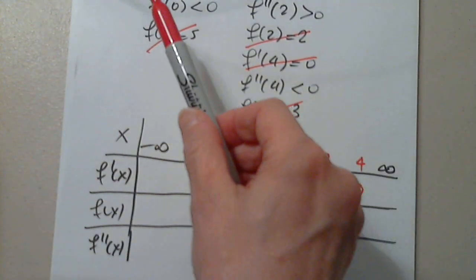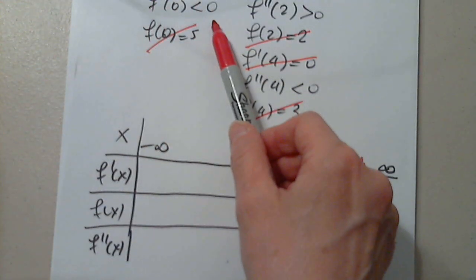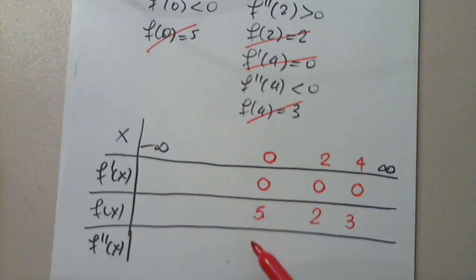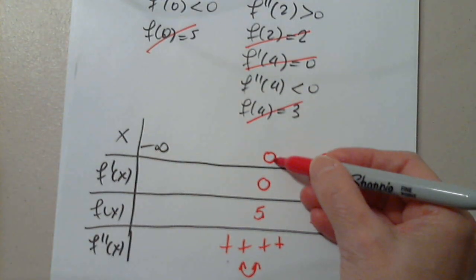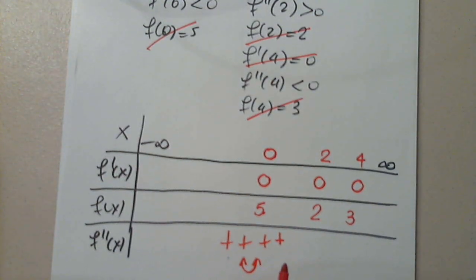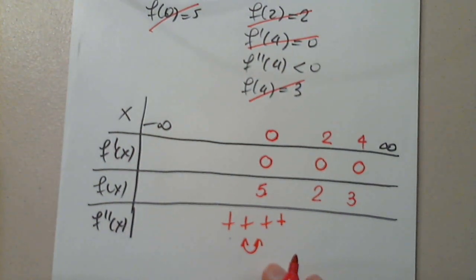Now, the second derivative at 0 is positive, which means the function holds water. What type of point is 0, 5? Relative maximum. Very good. Careful. Relative minimum. Yep.